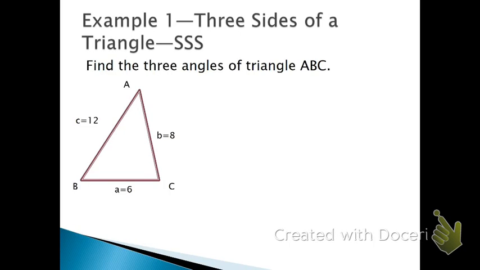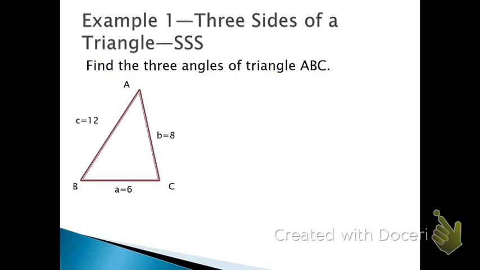All right, so we're looking for the three angles here. So remember, look at what you've got. Is this a right triangle? No, and you can't assume it unless it's got the right angle mark in it. So you're going to have to use either your law of sines or your law of cosines.